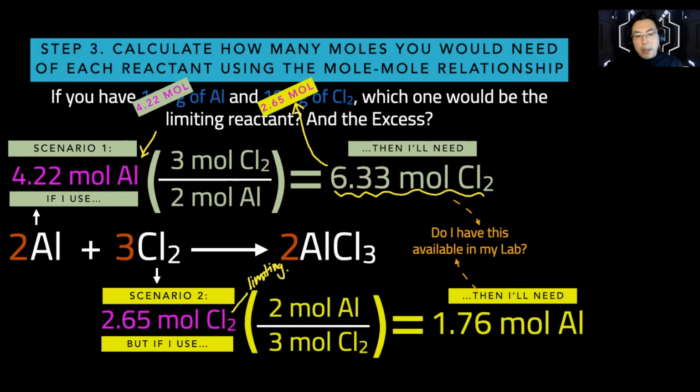Let's compare the other one. If I use my entire stash of chlorine, I would require 1.76 moles of aluminum. Do I have this amount in my stash? Yes, I have more than what I need, and I will even have an excess after I finish my chemical equation, or my process. So that means that aluminum is going to be my excess reactant. Once we define which one is the limiting reactant, you can continue to the second stage of your problem to find out whatever it is that they're asking.